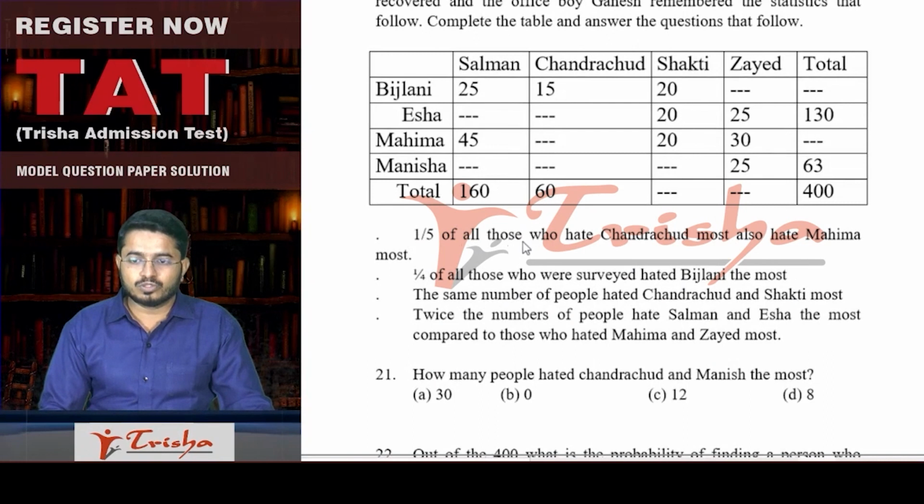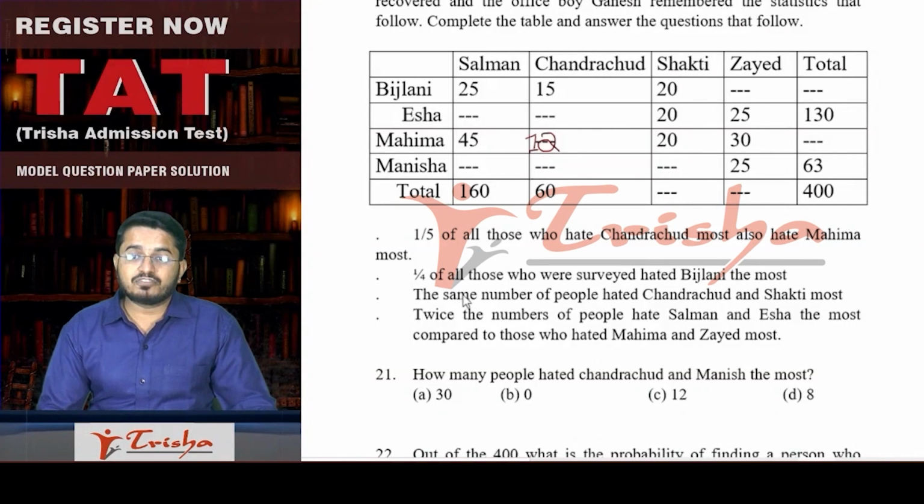1/5 of all those who hate Chandrachud most also hate Mahima most. So the total number of people who hate Chandrachud is 60. 1/5 of 60 is 12. They hate Mahima also. So 12 will come here, right? I hope this is understood by you.